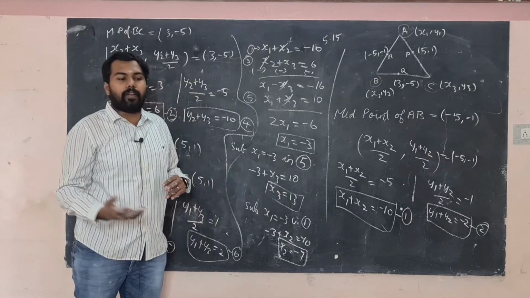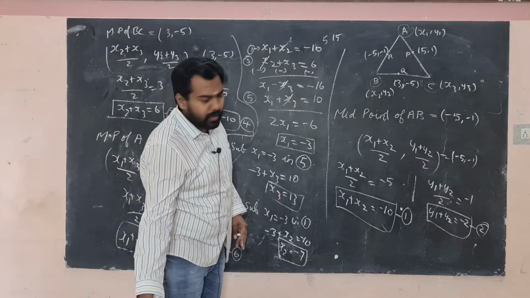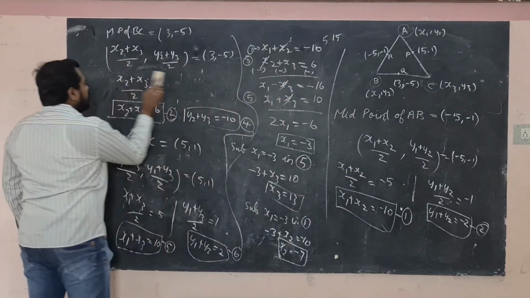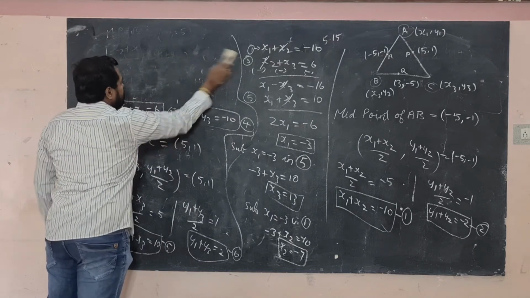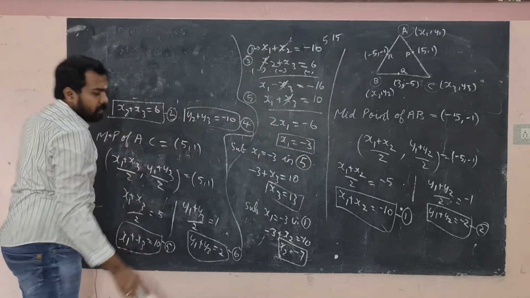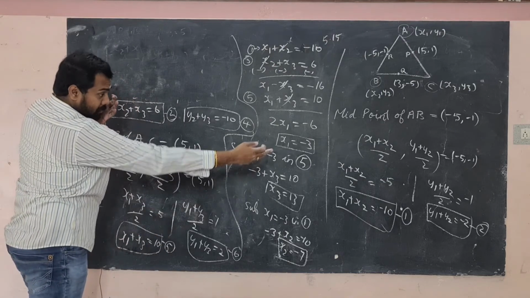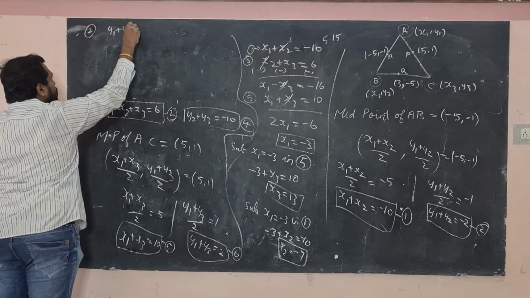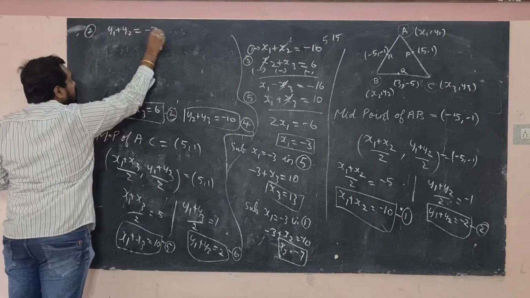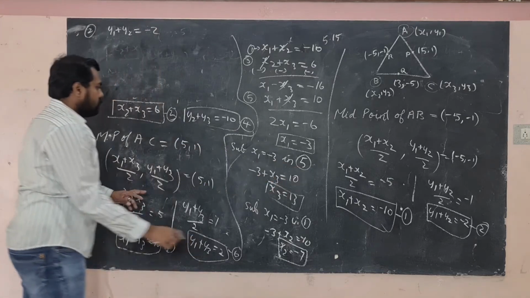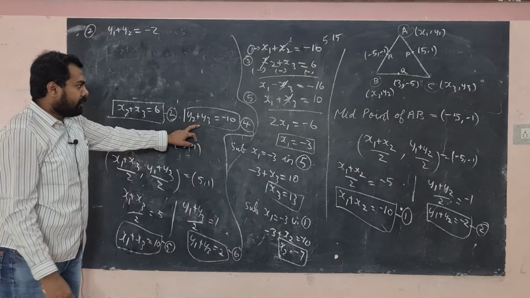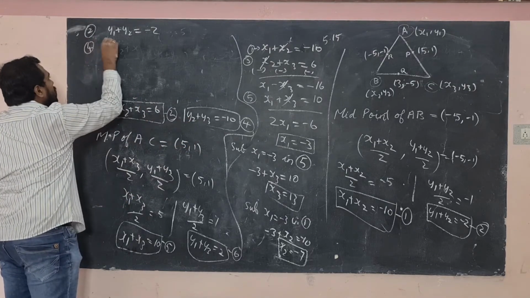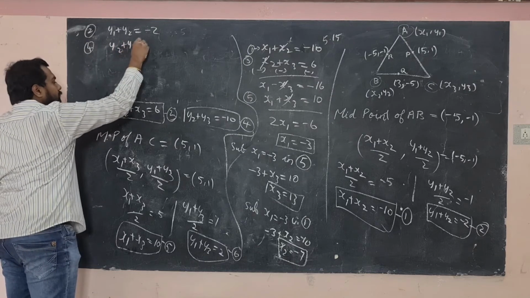Same way we are going to find the value of y. How to find the value of y? I am writing only the upper part. See here, take equation number 2. What have they given? y1 plus y2 equal to minus 2. The next equation is here: y2 plus y3 equal to minus 10. So this is equation number 4, right? y2 plus y3 equal to minus 10.